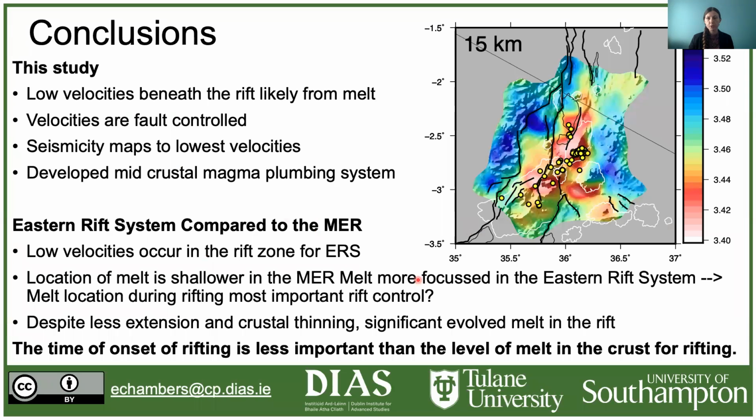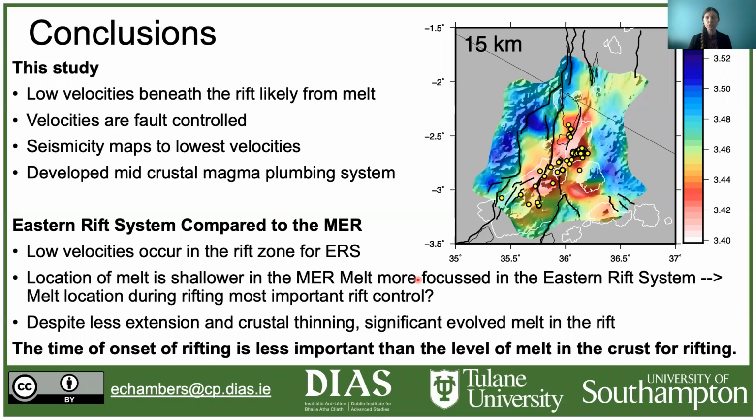So to conclude, we've produced a new shear velocity model at crustal depths within the Northern Tanzania divergence zone. We observed low velocities beneath the rift from about 10 to 18 kilometers depth, and these are likely due to melt in the region and are bounded by the border faults in the region. Seismicity maps well to the center and edges of our low velocity zones, which have also been interpreted as melt pathways. Combined with previous geochemical results, the magmas have a range of compositions in the eastern rift segment, suggesting a developed mid-crustal magmatic plumbing system from lower crustal to mid-crustal depths.